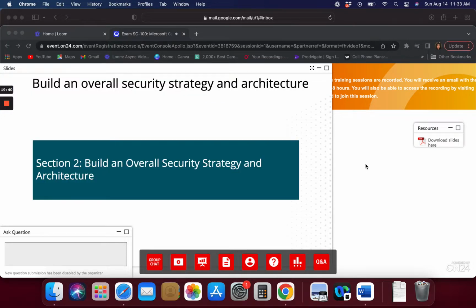Now, moving to section 2, we'll see how to build an overall security strategy and architecture.